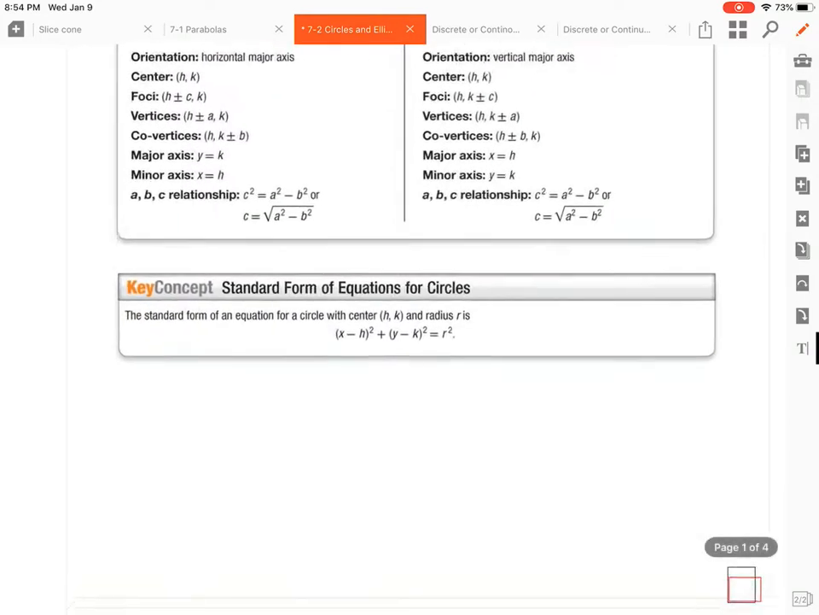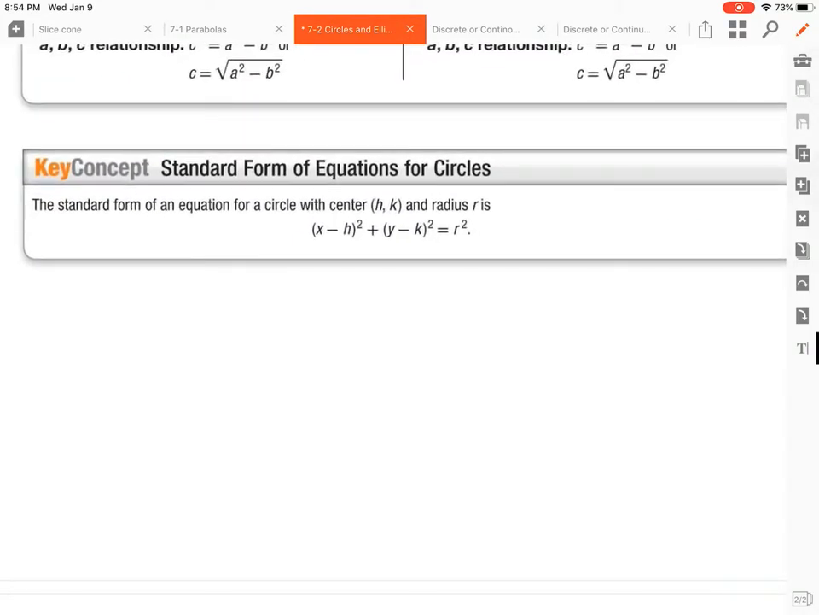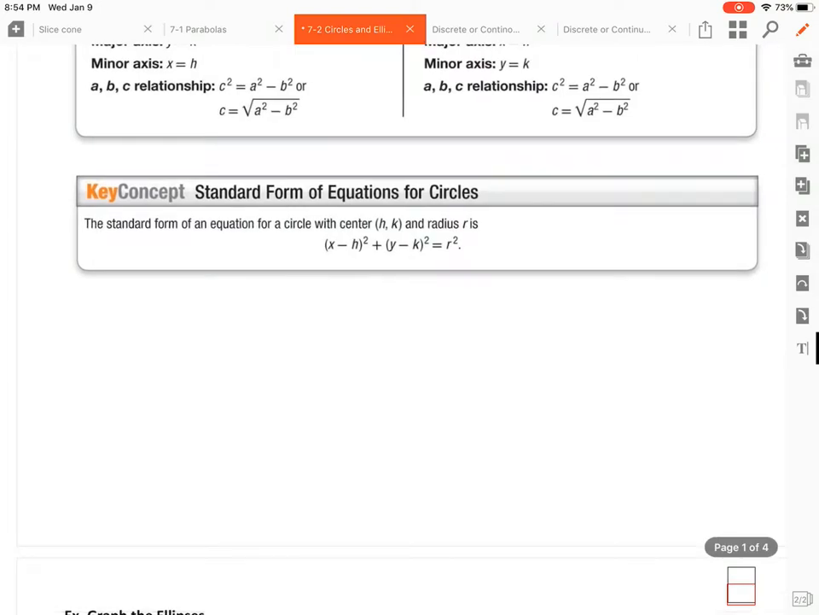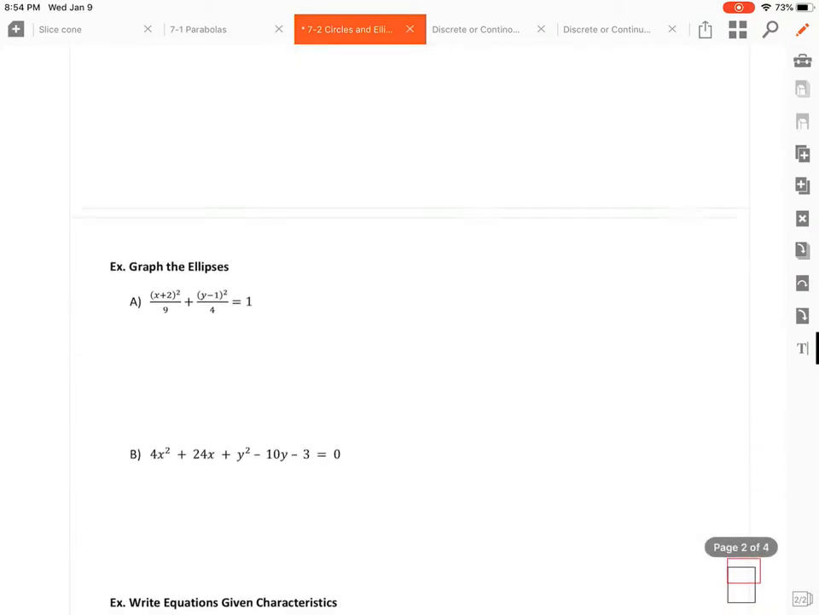Right below that, I've got the standard form for a circle. (x minus h) squared plus (y minus k) squared equals r squared. Of course, you take the square root of r squared to get your radius, and your h and k would give you your center. We're not going to do much with circles because they're really kind of boring, and you should know how to handle that. So let's focus on these ellipses.